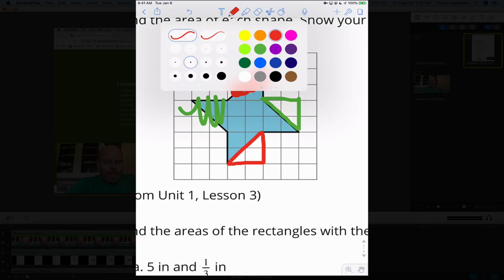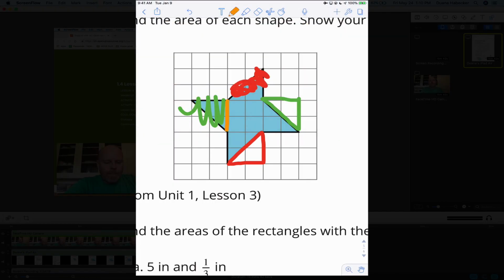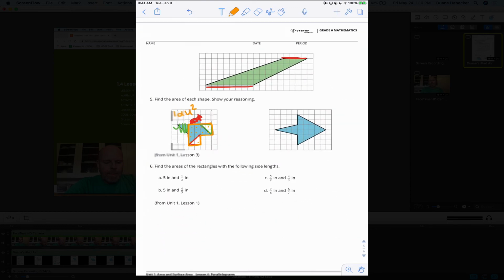So what's the new shape that we're really looking at? The new shape that we're really looking at is this right here. This is the new shape that we're looking at. And if I wanted to count the area, I can literally count. It's quicker. 1, 2, 3, 4, 5, 6, 7, 8, 9, 10, 11, 12. Right? So the area is 12 square units.